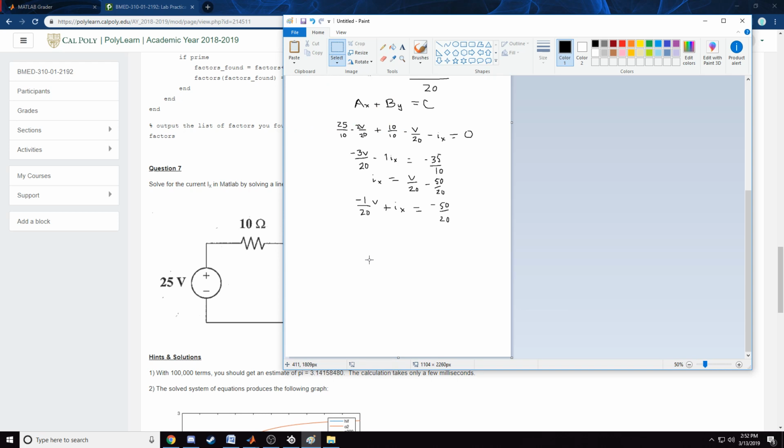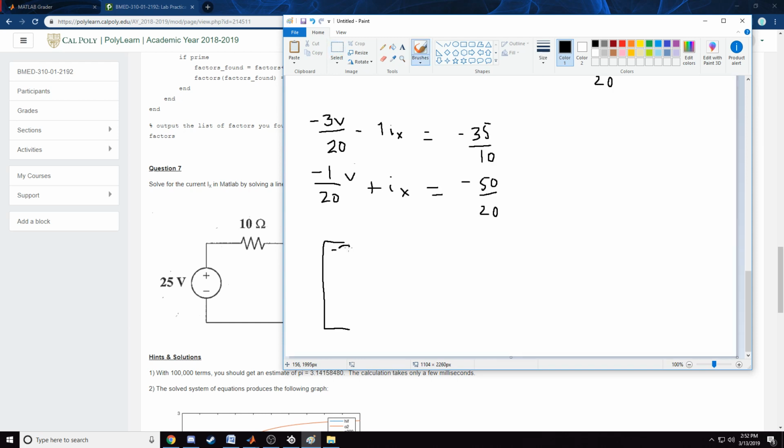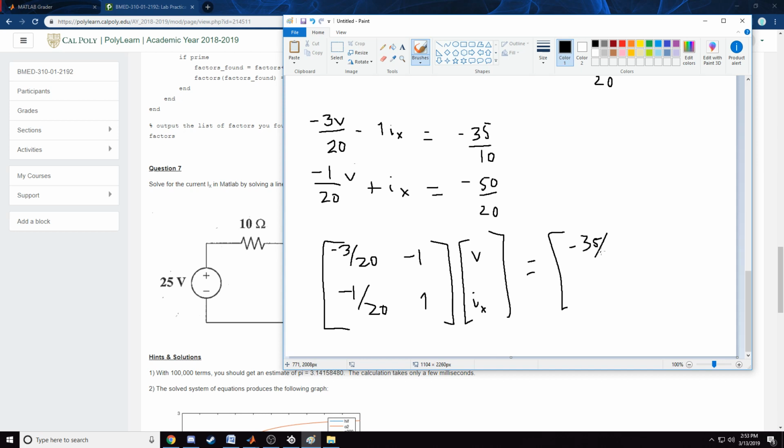So we have these equations. We'll copy that and put it here, copy that and put it here. This can be represented in the following way: negative 3 over 20, negative 1, negative 1 over 20, positive 1, times V and Ix, is equal to negative 35 over 10 and negative 50 over 20. That looks awful, but you get the point. So we'll come back to MATLAB.